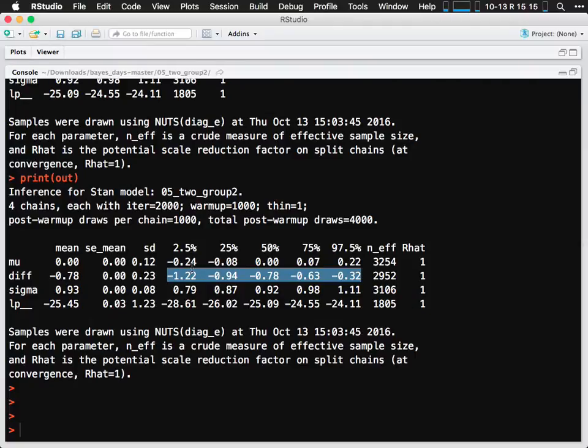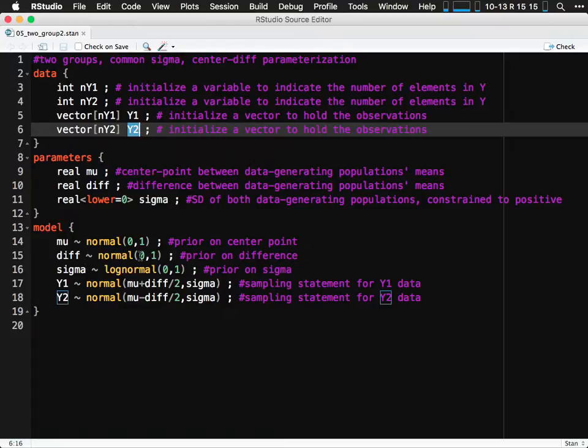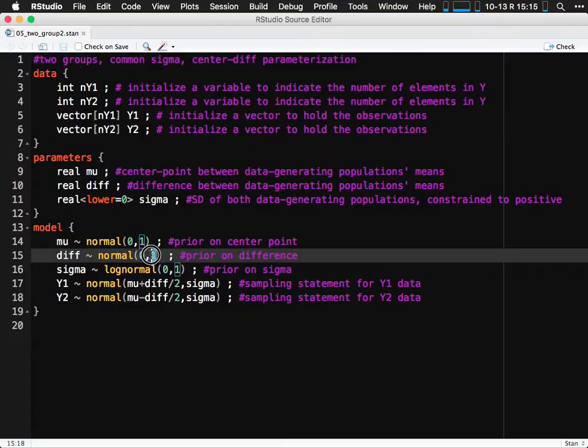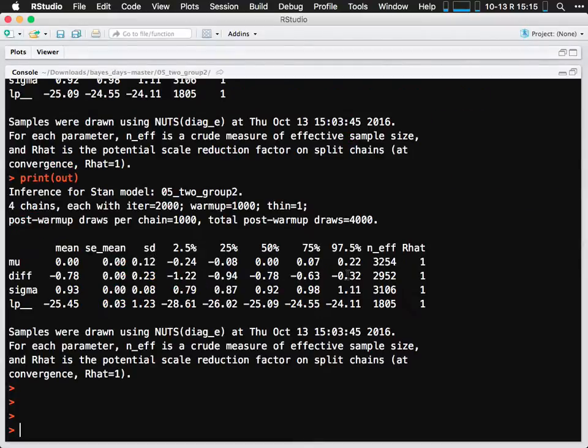Again, we had that prior distribution for the difference centered on 0 with a variability of 1. Now it's been shifted to below 0, centered on about negative 0.78. It just so happens that the median, the 50th percentile, is the same as the mean, which suggests that the posterior distribution is pretty symmetric. But the credible interval goes from negative 1.2 to negative 0.3, so values in that range are still fairly credible.